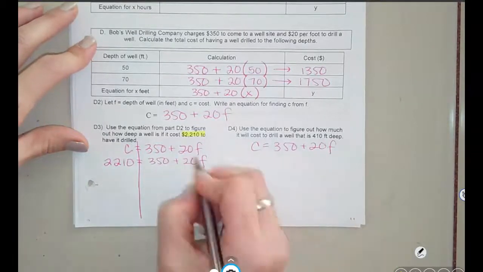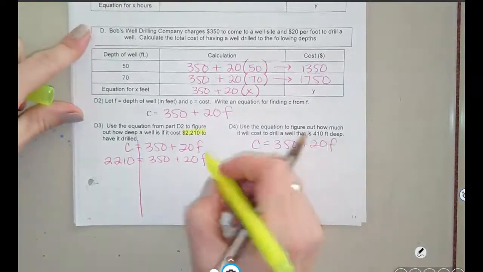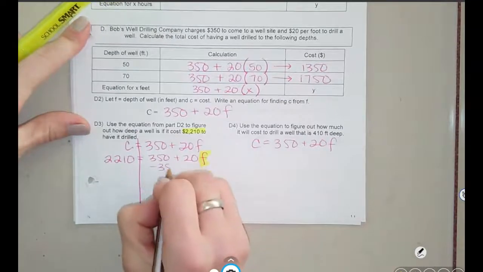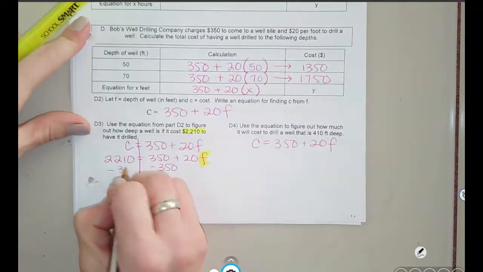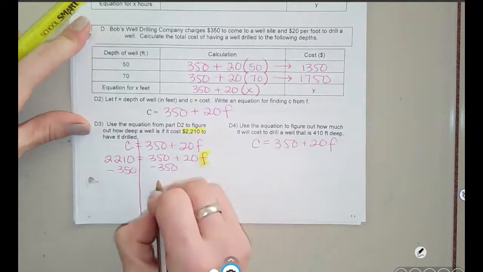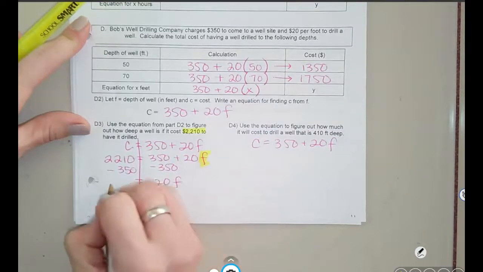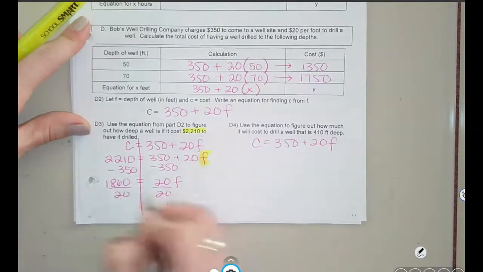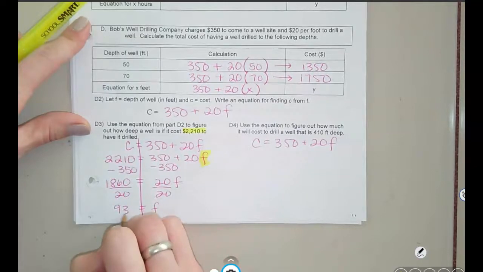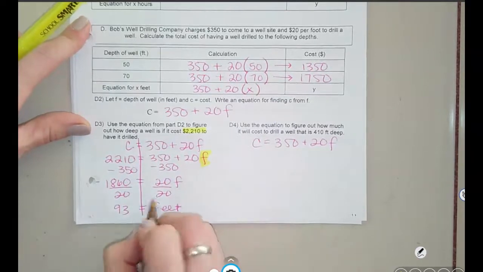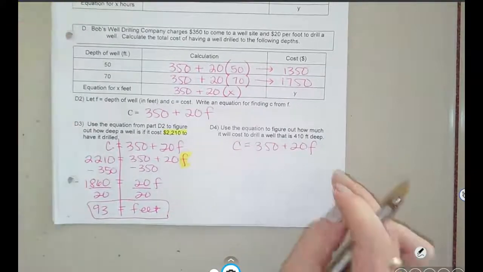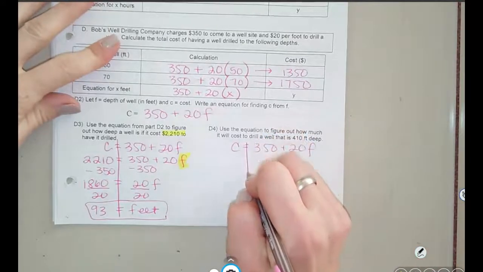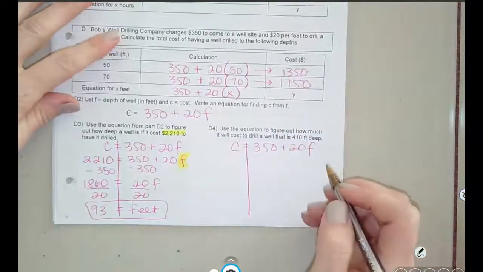Okay. And I'm going to find my variable. And I'm going to get that F by itself. So I'm just copying this down quickly, but you can just pause and work it out with me. Minus $350 from both sides. 20F equals 1860. Divide by 20, I'm just canceling out to get F alone, and I get 93. So 93 feet is my answer. Okay? So please pause if you need to finish working it out. I'm going quickly just to do this example together before we run out of time.